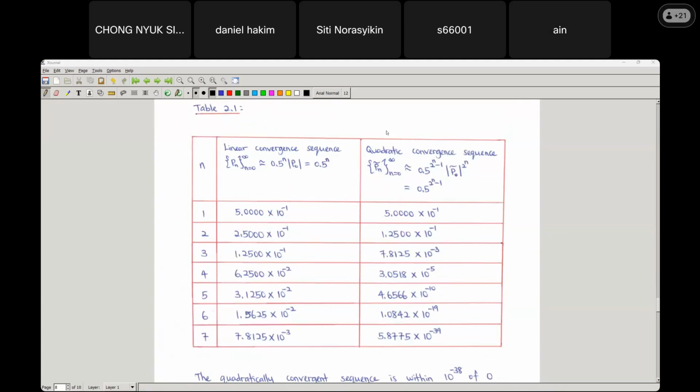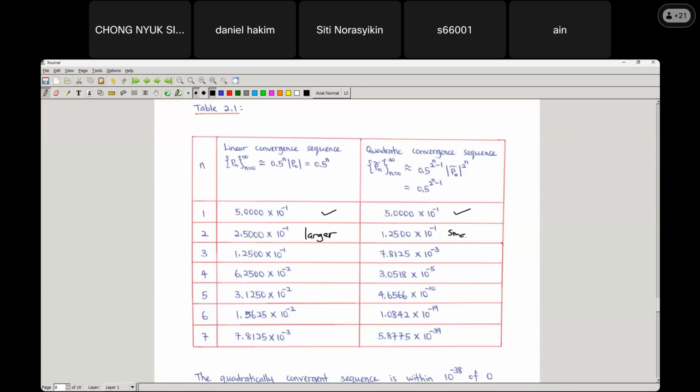If you see from this table, when n equal to 1, it is the same value. Now, when n equal to 2, if you compare this value and this value, which one is larger? This one is larger, and this one is smaller.